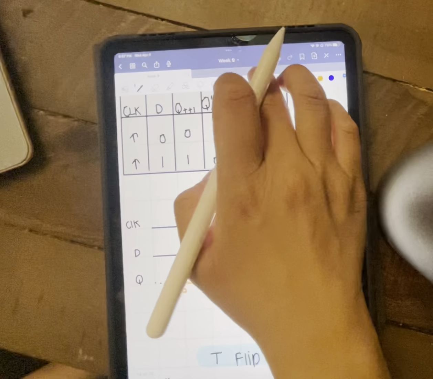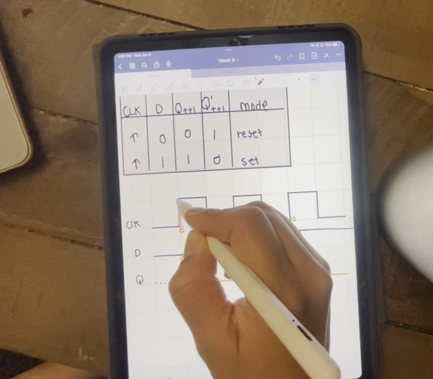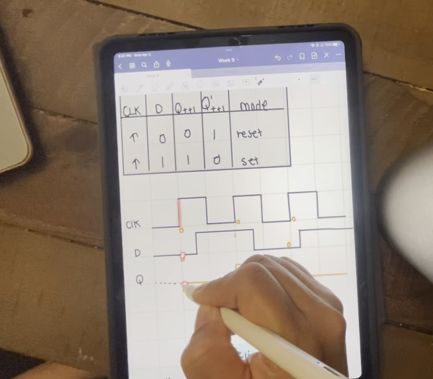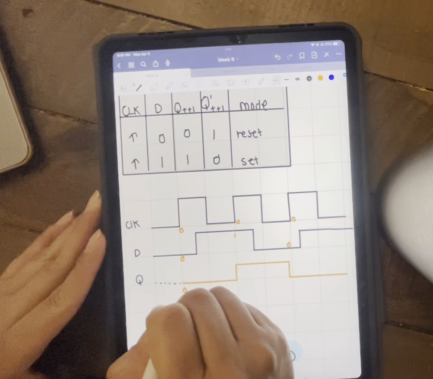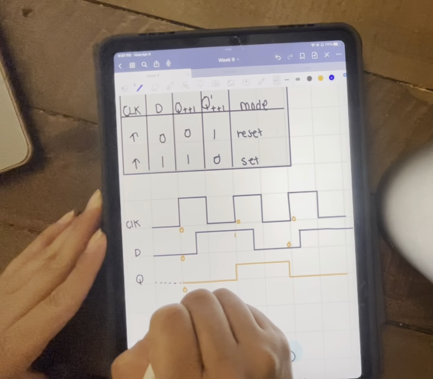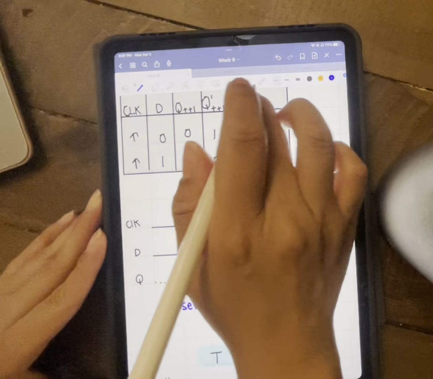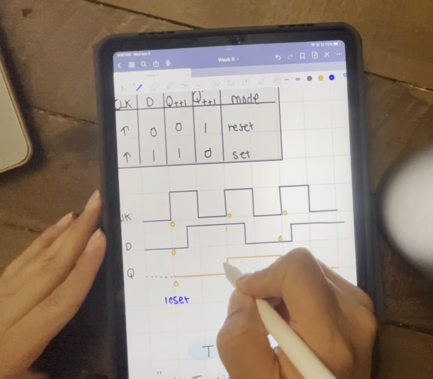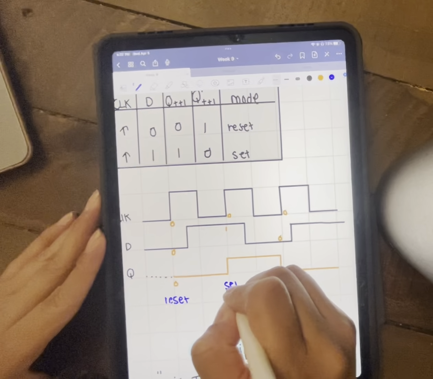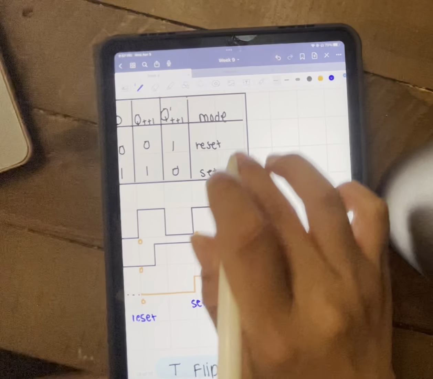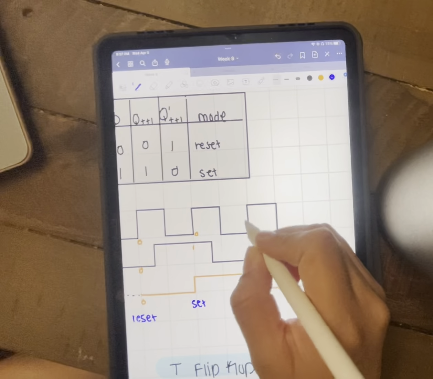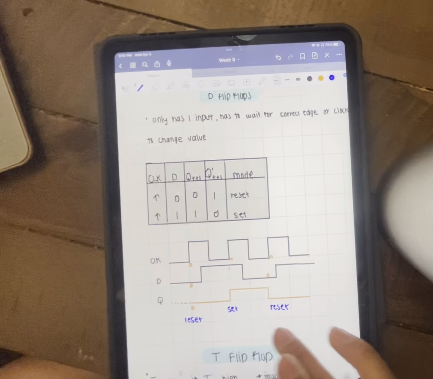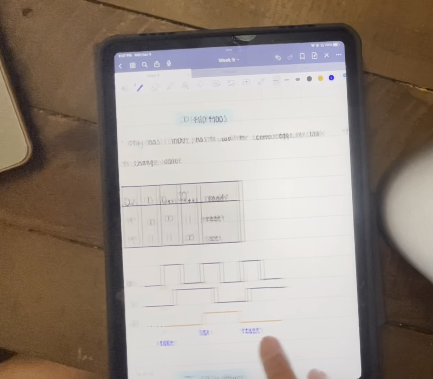And so here, I've already done it, but the clock goes up here, and then D is 0, so this is actually going to be in mode reset. And then here, the clock goes up again. This time D is at a 1, so that's why this shoots up, and it is now going to be in set mode. And then here, it's going to be the next clock cycle, D is 0, so we're back here at reset. And that's going to be D flip-flops.